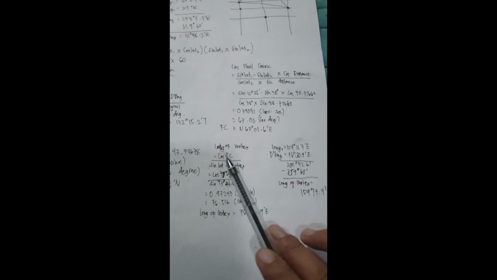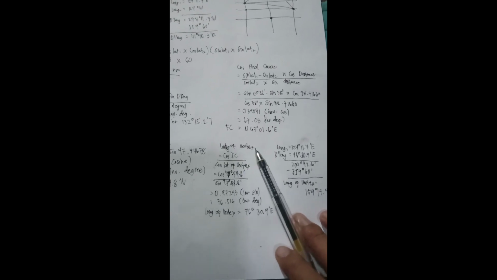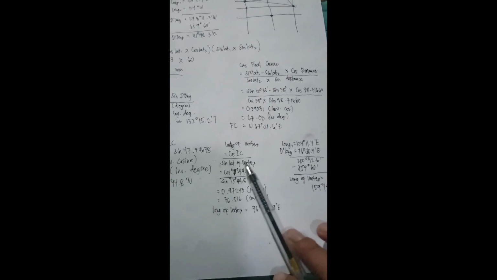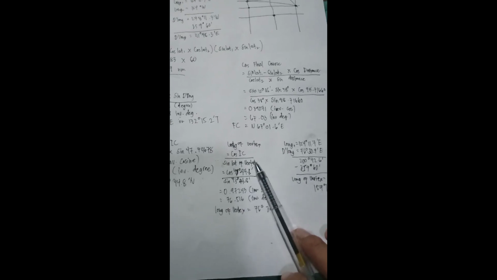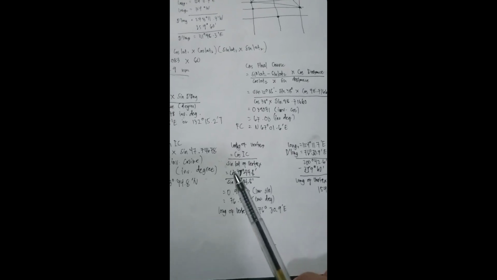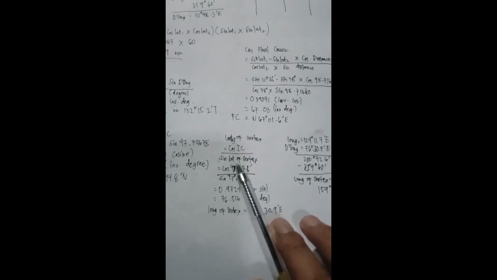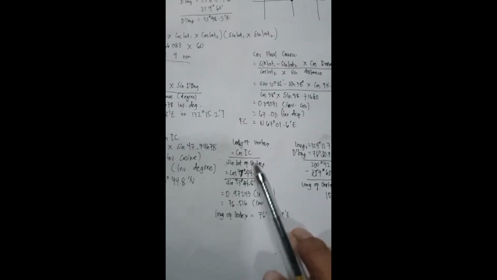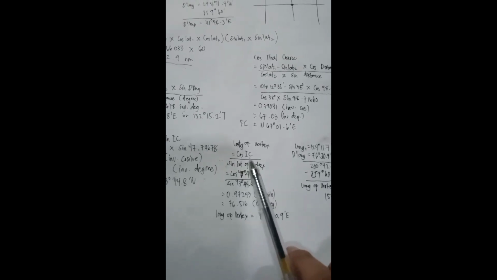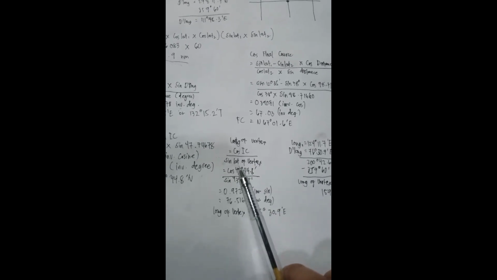So first we will have the longitude of vertex. The longitude of vertex is where you can find the formula of cosine initial course divided by the sine latitude of vertex. So we'll continue now solving the long of vertex. For the long of vertex, we'll have the formula of the cosine initial course over sine latitude of vertex, which you'll divide.